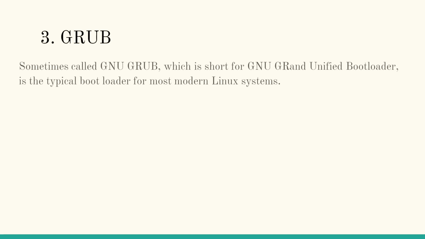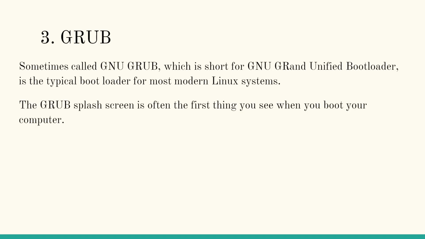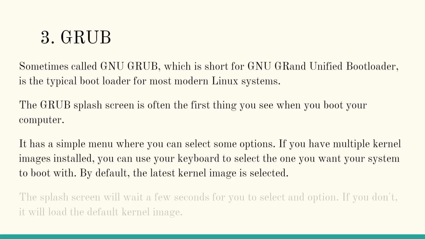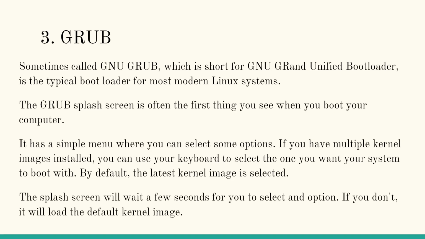GRUB, sometimes called GNU GRUB, which is short for GNU Grand Unified Bootloader, is the typical bootloader for most modern Linux systems. The GRUB splash screen is often the first thing you see when you boot your computer. It has a simple menu where you can select some options. If you have multiple kernel images installed, you can use your keyboard to select the one you want your system to boot with. By default, the latest kernel image is selected. The splash screen will wait a few seconds for you to select an option. If you don't, it will load the default kernel image.